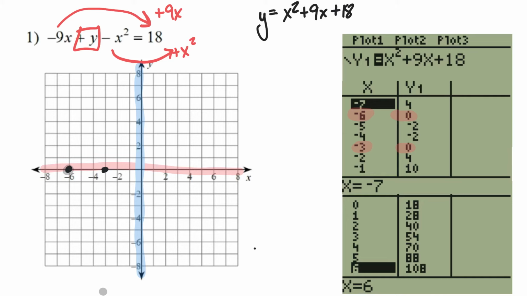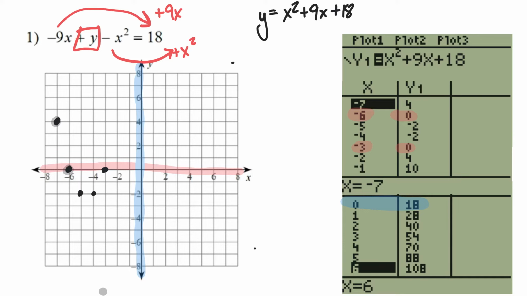What I want you to notice as well is my y-intercept. We have a little bit of a problem because our y-intercept is off the screen. But our y-intercept happens when x is equal to 0. So what we're going to do is go through and just plot all these other points that we have. We have a point at -7, 4. We have a point at -5, -2. We have a point at -4, -2.